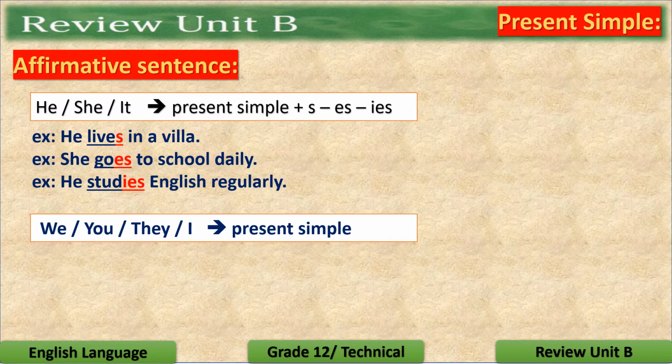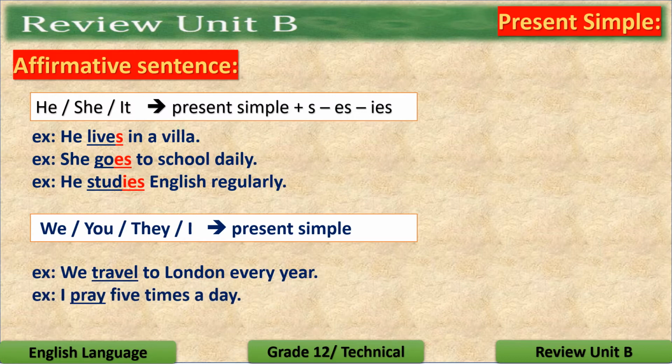While if we have a plural subject, noun or pronoun, or I, of course, we use the present simple without adding anything to it. Like the example, we travel to London every year. I pray 5 times a day.